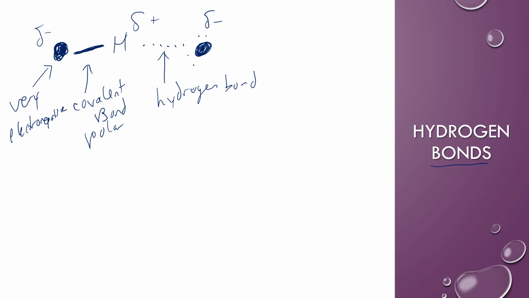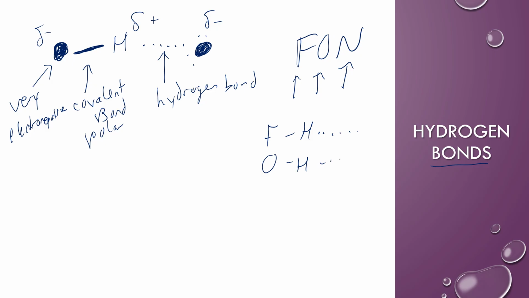A good rule of thumb that you can use is FON. Fluorine, oxygen, and nitrogen tend to be electronegative enough so that when they are attached to a hydrogen, that hydrogen can form a hydrogen bond with something else. Oxygen works, or nitrogen. So hydrogen bonding is FON, but remember the covalent bond is to the fluorine, oxygen, or nitrogen, and the hydrogen bond is to the other thing, whatever the other thing is.